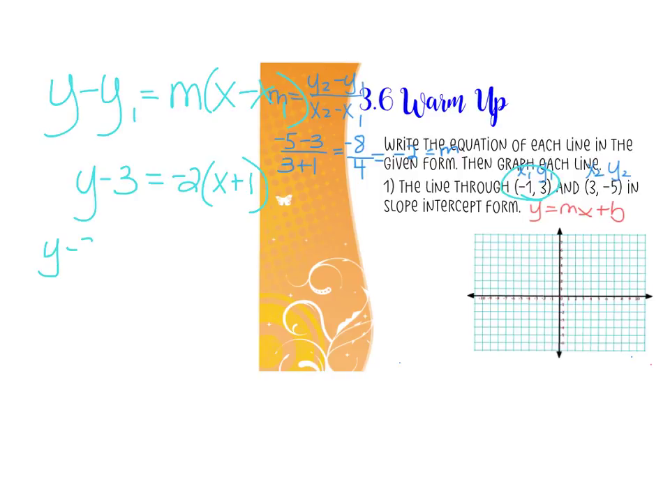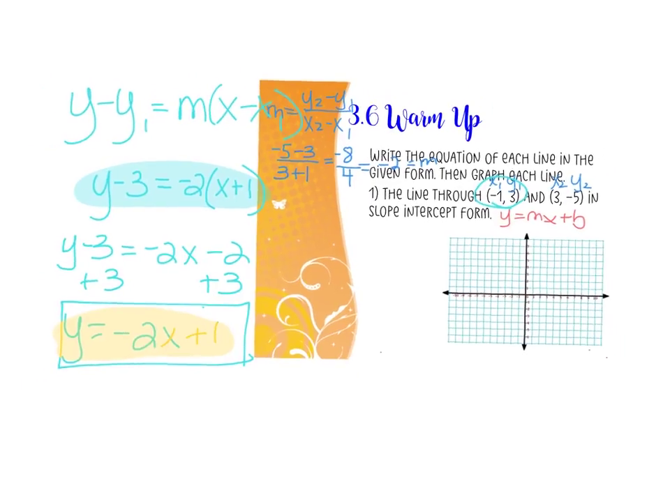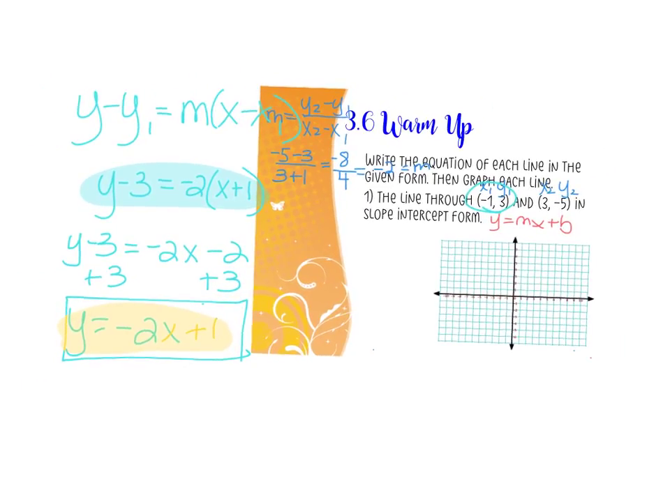And I get y minus 3 equals negative 2x minus 2, and then I want to add the 3 at the end. So if it had asked for it in point slope form, then my answer would have been this one, but because it said slope intercept, this is what you want to give as your answer. y equals negative 2x plus 1.